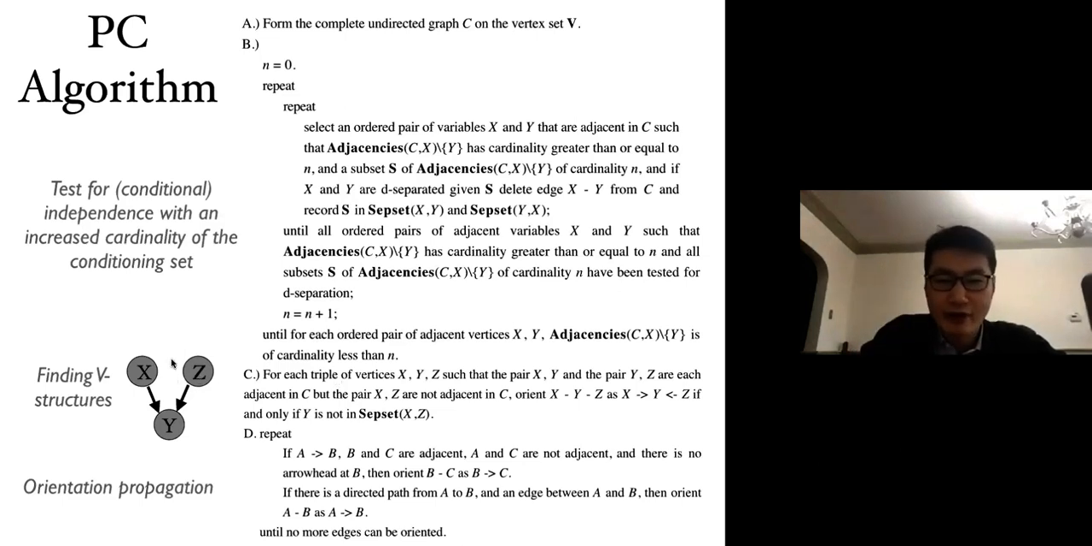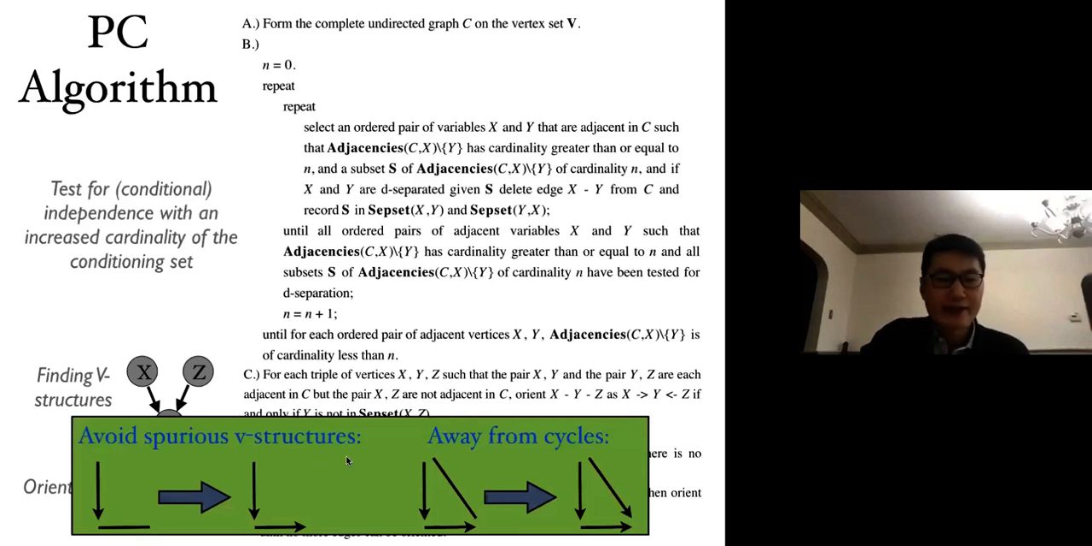Basically, you consider all those triples, and then all those triples with this pattern, and then you test. You see whether X and Z are conditionally independent, given a subset of random variables which does not include Y. If that's the case, it's a V structure. If that's not the case, it's not. And then you do orientation propagation. What does it mean? Here I give two examples.